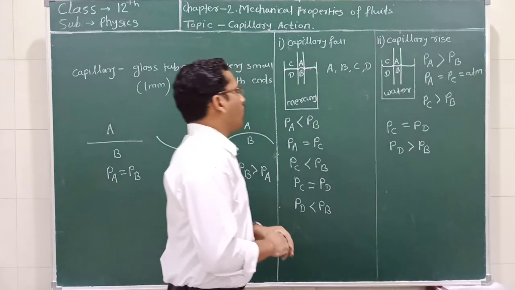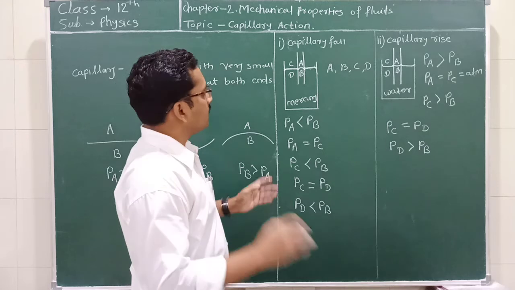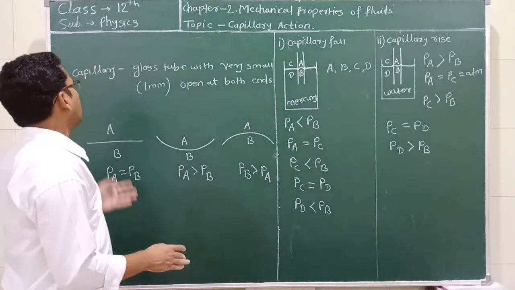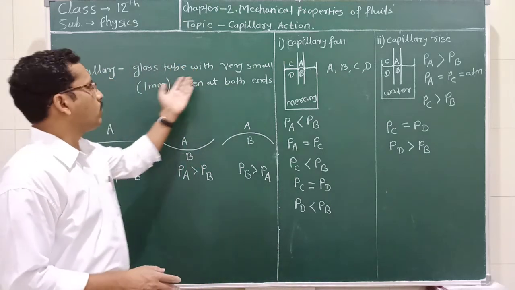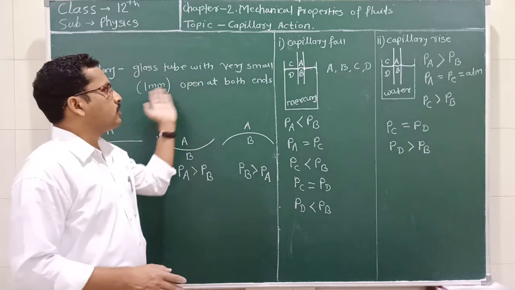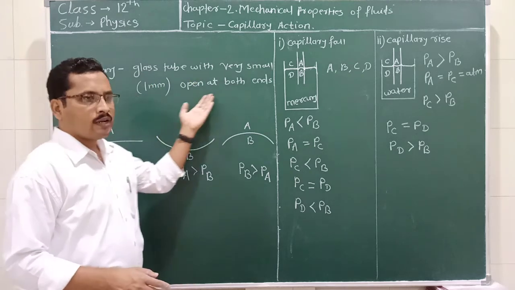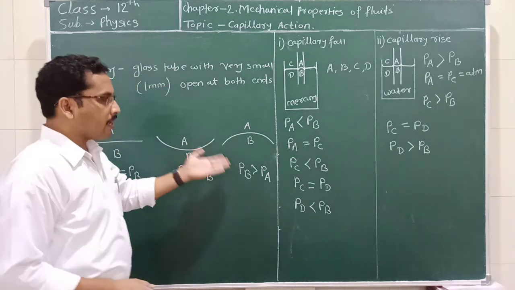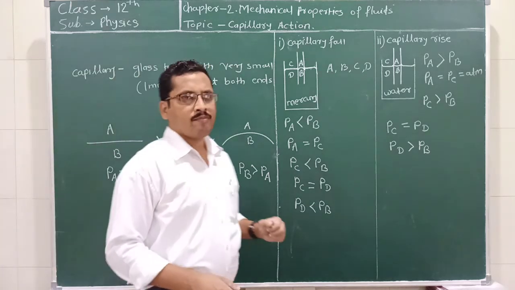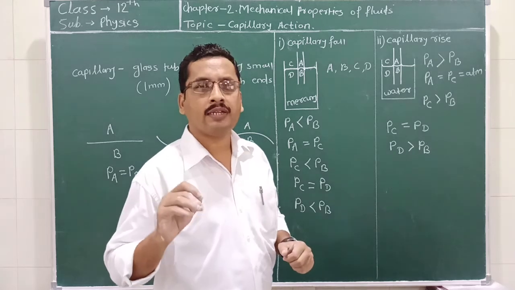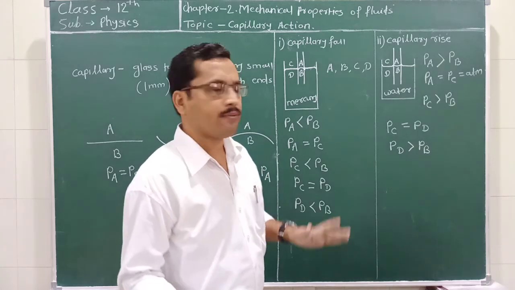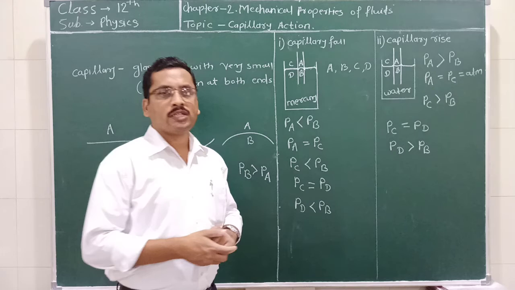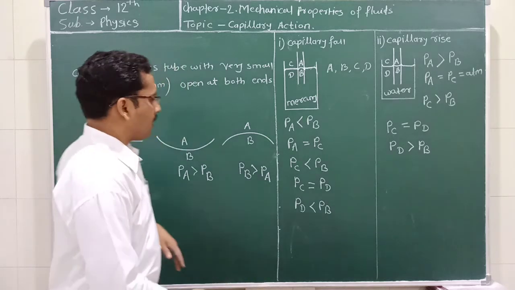So what are we seeing today? We are seeing what a capillary is. Capillary is a glass tube with a very small bore, about 1 millimeter diameter, and open at both ends. Then we see what the capillary action is. Capillary action means the rise or fall of the liquid inside the capillary due to the pressure difference. This is called capillary action. It is also known as capillarity.